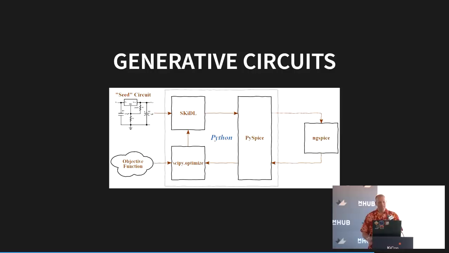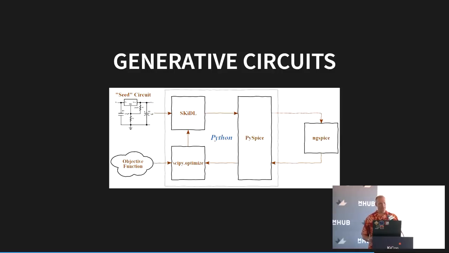Anyway. The generative circuits, this was big in academia a while ago, but take a seed circuit, describe it in SKiDL, have SKiDL pump it through to PySpice, and then have PySpice pump it through to NGSpice and simulate it. NGSpice dumps the simulation results back to PySpice, and then PySpice takes those simulation results, puts them into nice Python variables, arrays, and structures and things like that, and sends it back to SciPy to optimize.